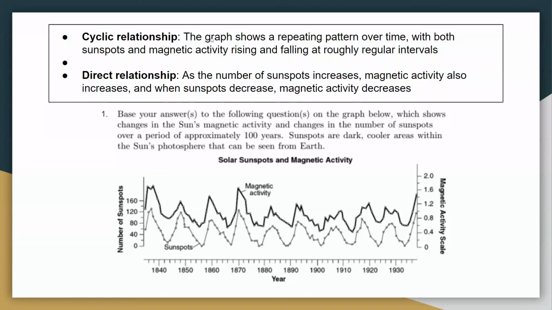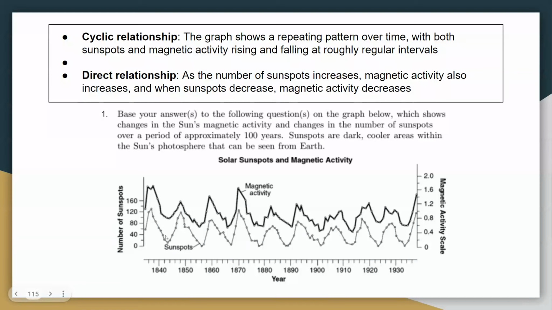Cyclic relationships are when the graph shows a repeating pattern over time that has roughly the same increments between the ups and downs of that graph. So if I look over here, it looks like I have a peak for both my magnetic activity and sunspots close to 1840, and another peak close to 1850, another close to 1860, another 1870, another close to 1880, and then after 1890, after 1900, it's somewhat of a peak. And then 1910, somewhat of a peak, 1920 and 1930. So roughly every 10 years or so, I'm getting somewhat of a peak.